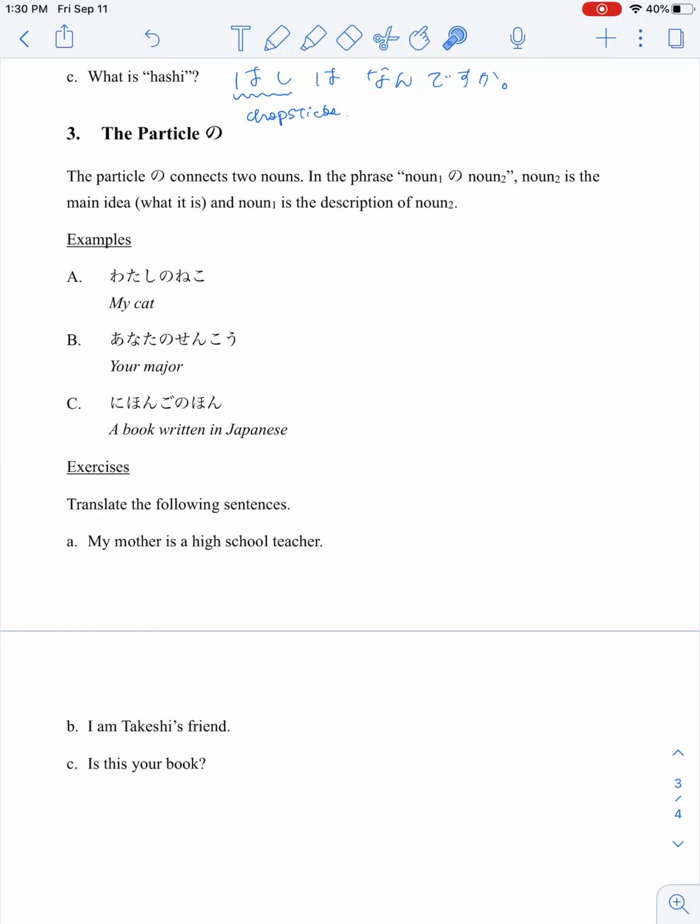Your major, anata no senkou. Anata is you, senkou, major. So, anata is describing whose major you are talking about. A book written in Japanese. Nihongo no hon. Nihongo, Japanese language. Hon, book. So Nihongo is describing what kind of book you're talking about. It's a book written in Japanese.